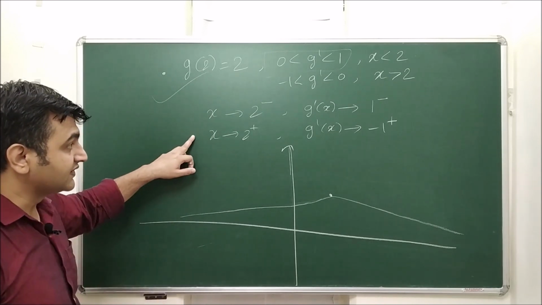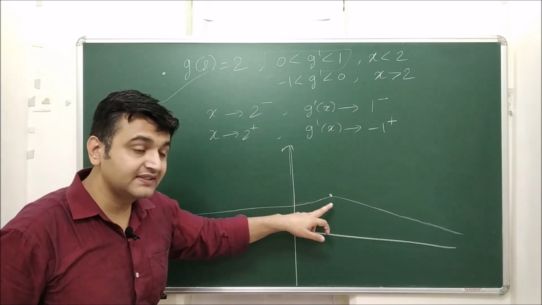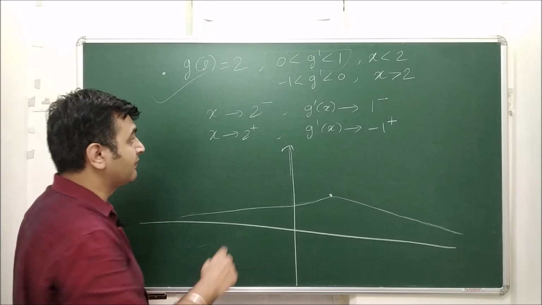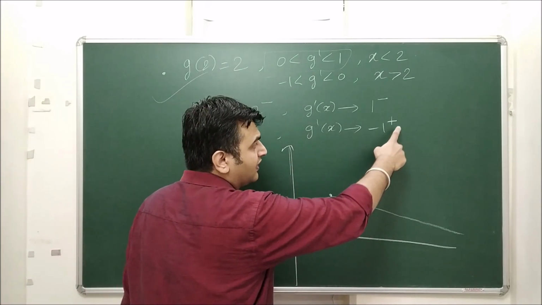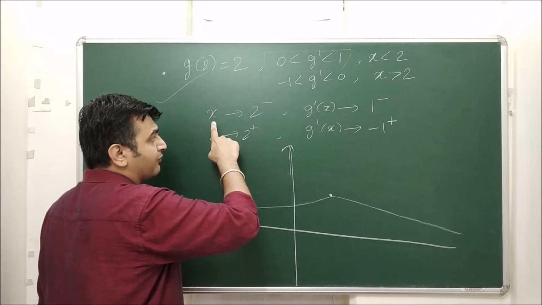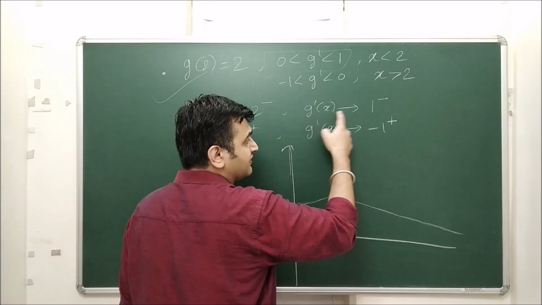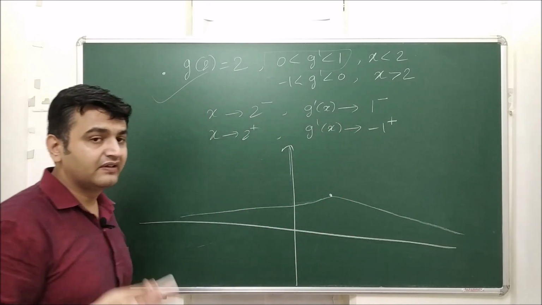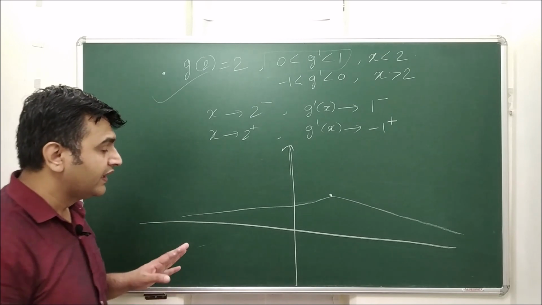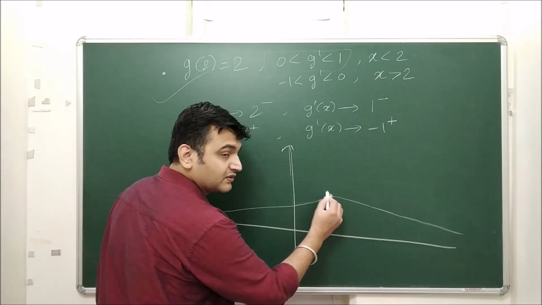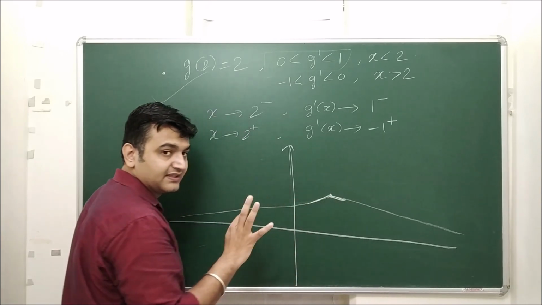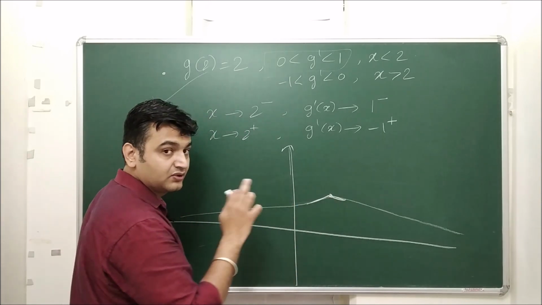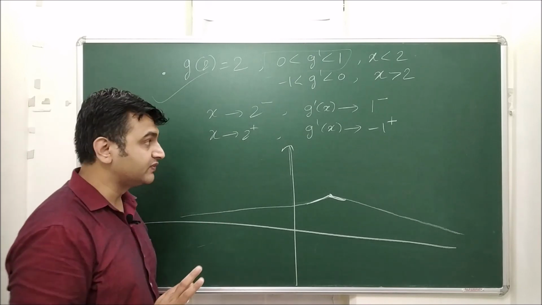Now let's go for this. Does the derivative exist at 2? No, because when I'm approaching from the right hand side, the derivative approaches -1, and when I'm approaching 2 from the left hand side, the derivative is approaching 1. So you can see that the left and right hand derivatives are not the same. Therefore here the graph won't be smooth. You will have some point or some cusp, something like this. You won't have smoothness at 2. That's the first thing to observe.